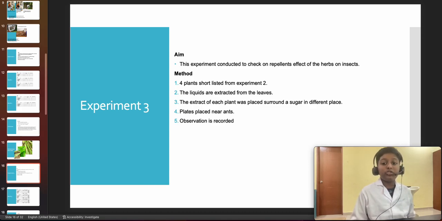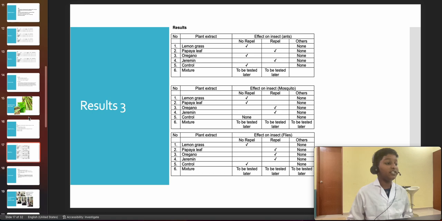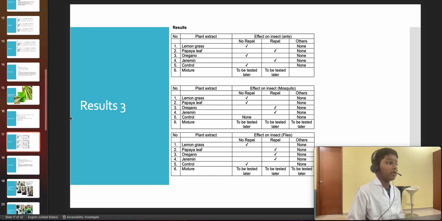Experiment 3. To strengthen the results of the research, we further experiment to test the repellent effects of the plants' secondary metabolites. The liquid extracted from the leaves was placed around sugar in different places. These are the results for experiment 3.